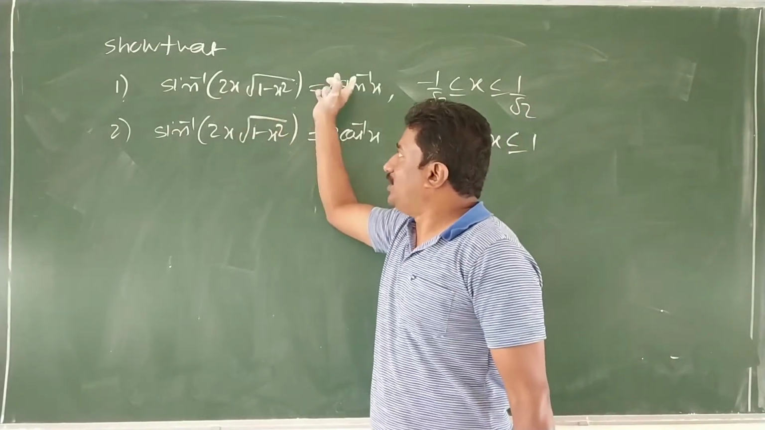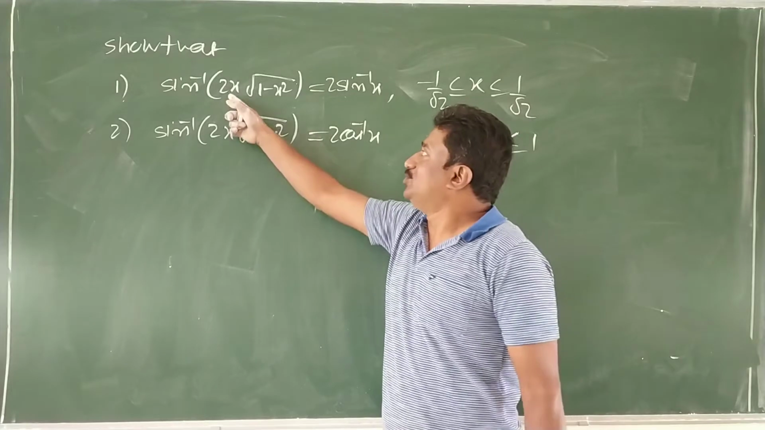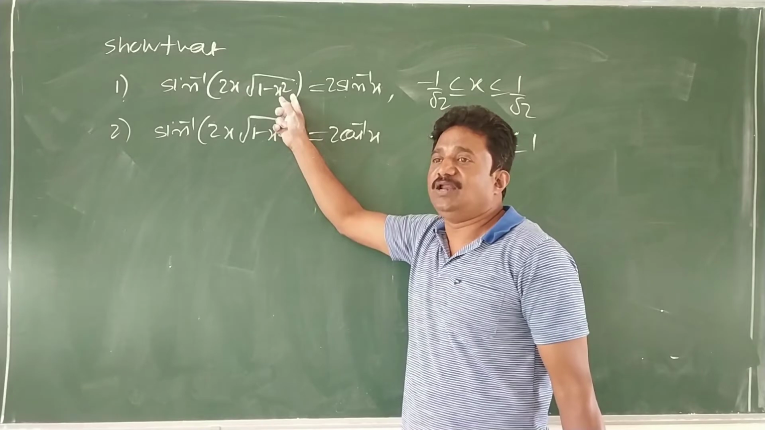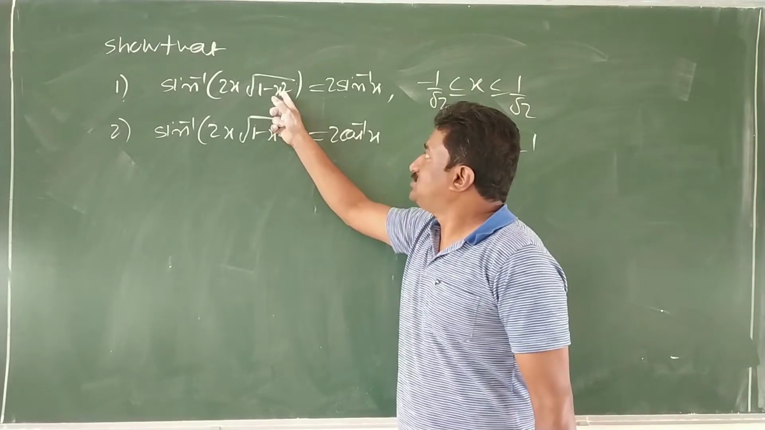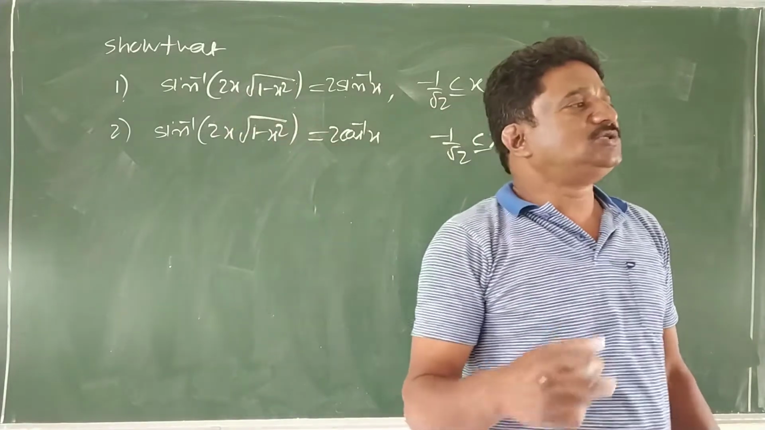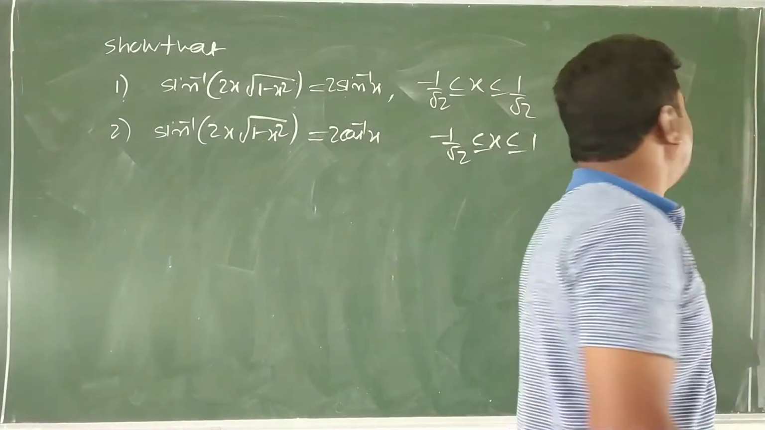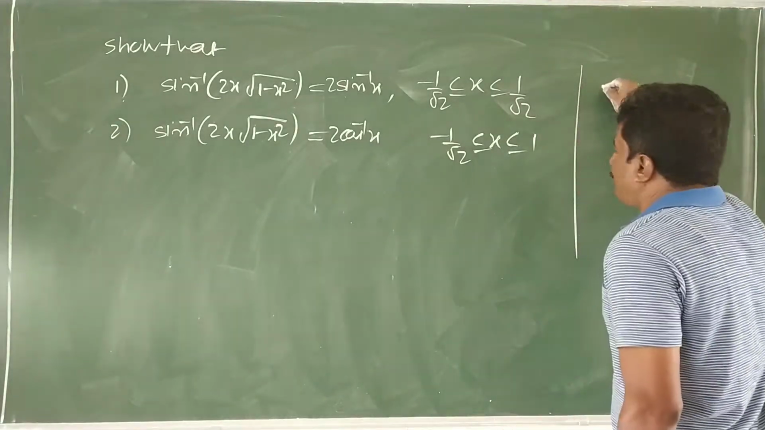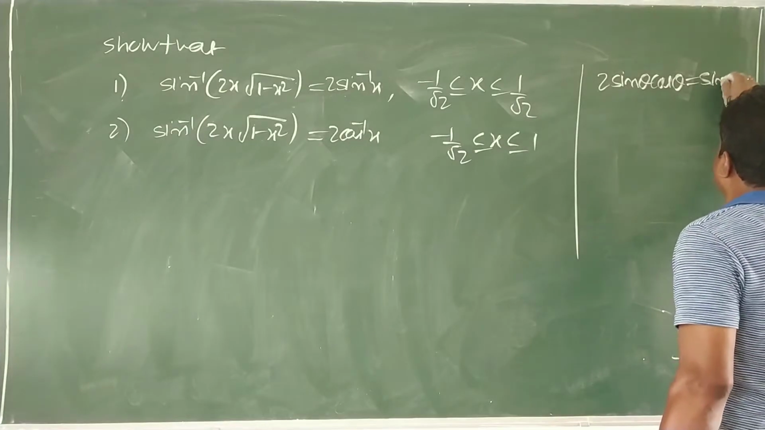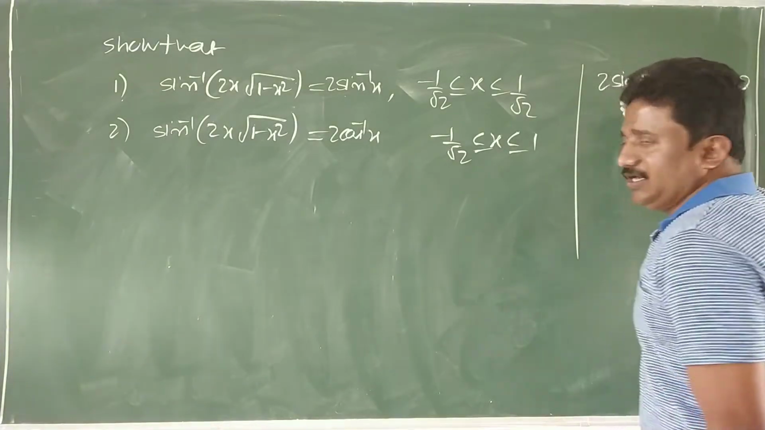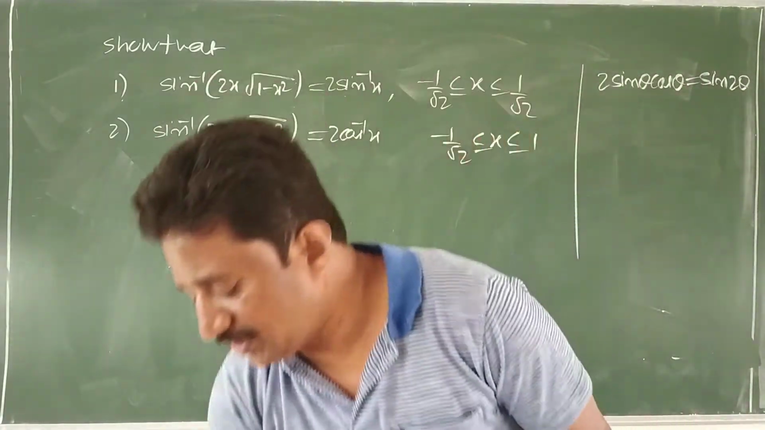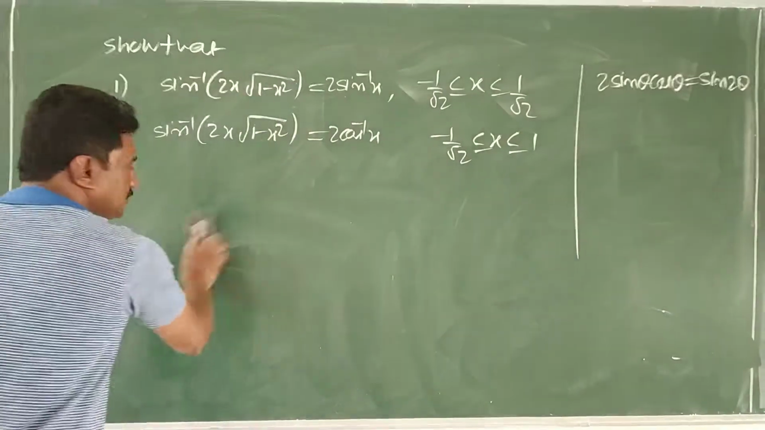How is that substitution useful? 2 sine theta, 1 minus sine square, that is cos square. What is 1 minus sine square? Cos square. The square root gets cancelled. 2 sine theta cos theta. What is 2 sine theta cos theta? Sine 2 theta. We have the formula: 2 sine theta cos theta is sine 2 theta. Keep that in mind. Next, students, you take LHS and go for solving.